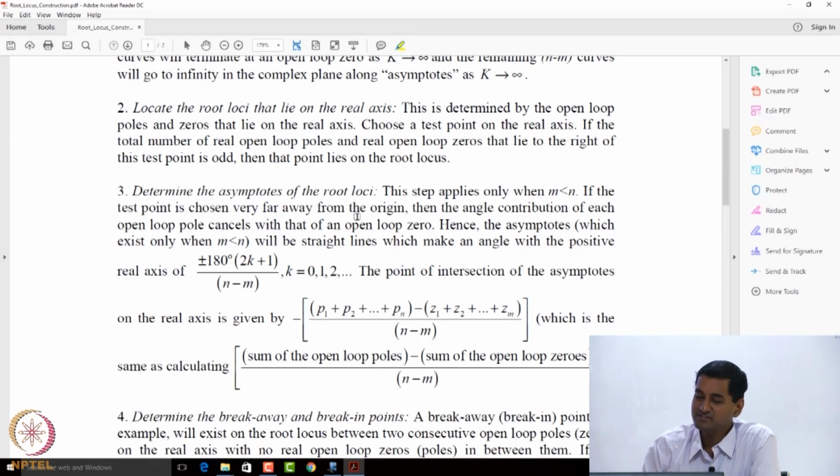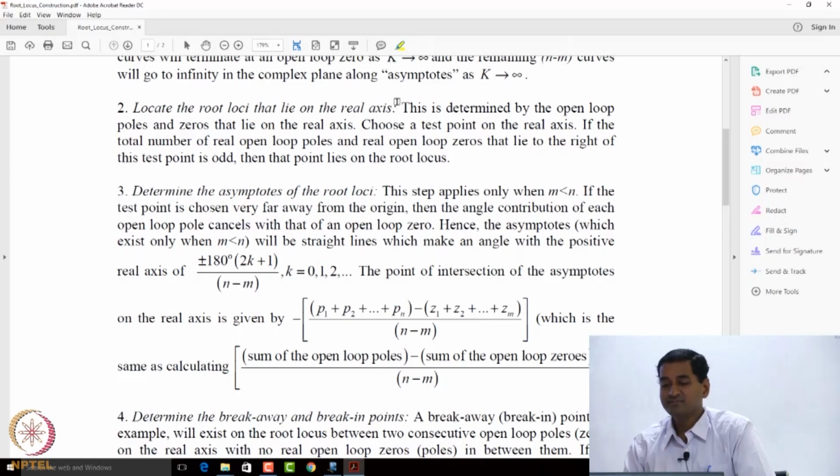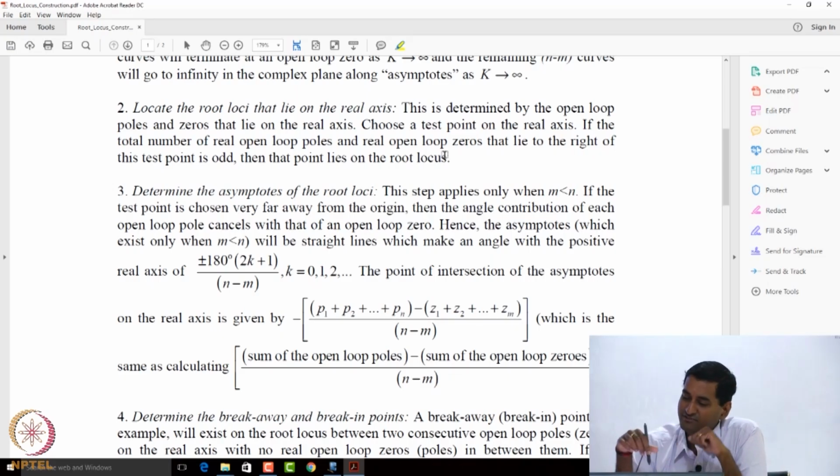The second step is to locate the root loci that lie on the real axis. This is determined by the open loop poles and open loop zeros that lie on the real axis alone. We'll see why. Choose a test point on the real axis. If the total number of real open loop poles and real open loop zeros that lie to the right of this test point is odd, then that point lies on the root locus. That is the condition. Now let's look at the first statement here. This is determined by the open loop poles and open loop zeros that lie on the real axis. Why is that true?